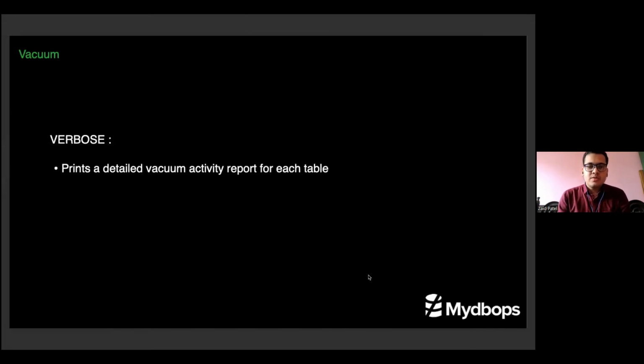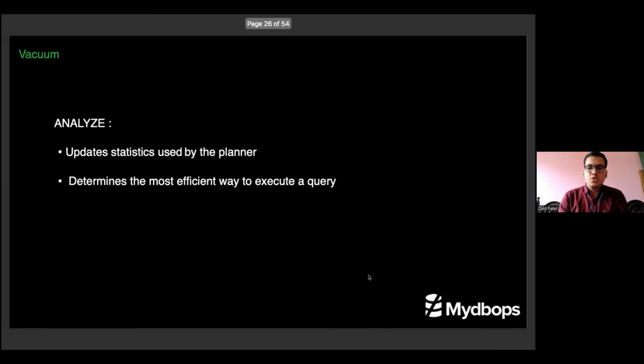Verbose is just used to print the detailed activity report on the screen as it progresses for each table. And what analyze does is, after a vacuum has removed all the dead tuples, analyze updates the query statistics so that the query planner can now use an efficient way to execute the queries.